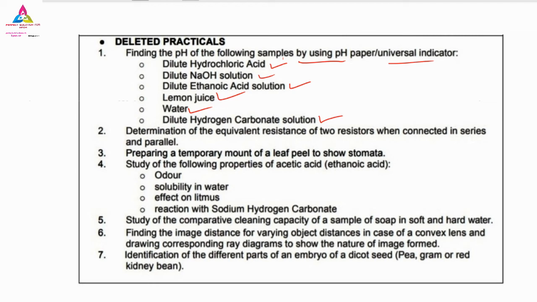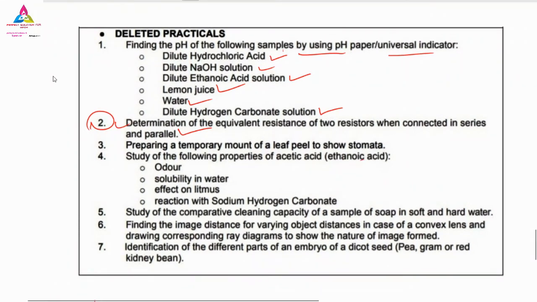So this is about the pH paper and universal indicator that you have to use, and these are the practicals you might have done, everything they have removed. Then the second one they have given here is determination of the equivalent resistance of two resistors when connected in series and parallel. That is the practical which you had, that is also removed over here. Coming to the third one, what they have removed is preparing a temporary mount of a leaf peel to show stomata.